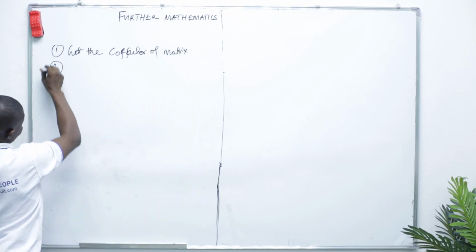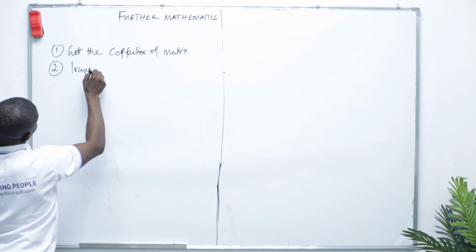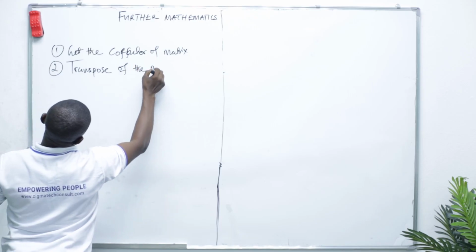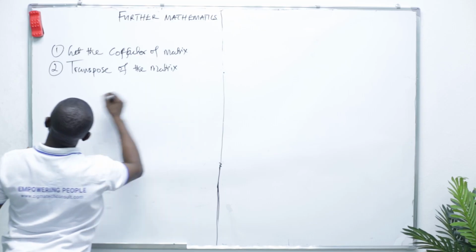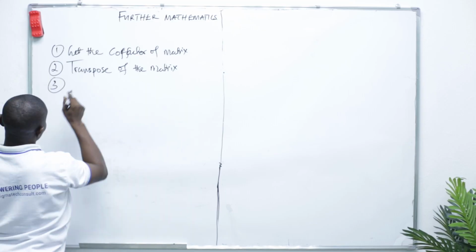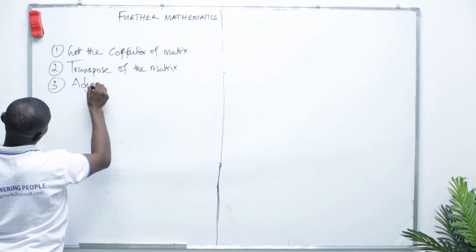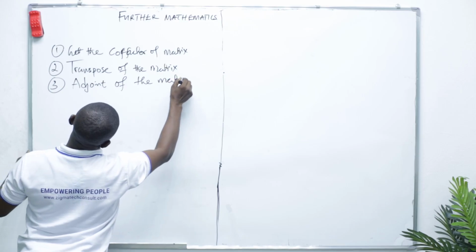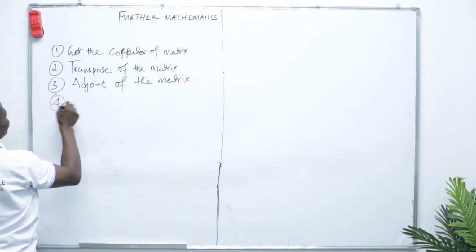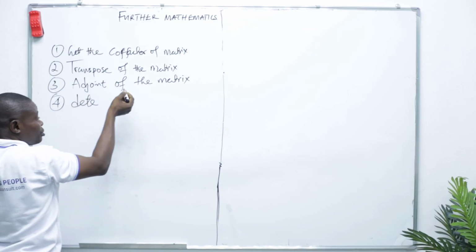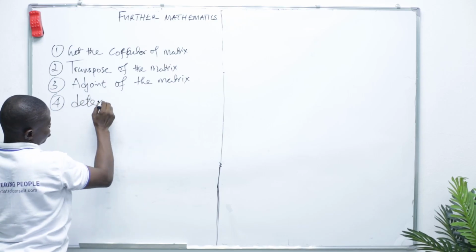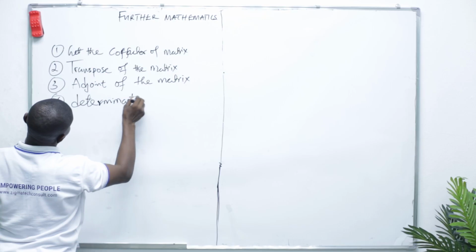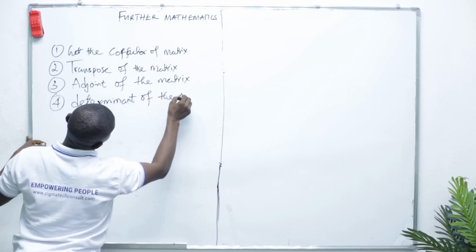2. The transpose of the matrix. 3. The adjoint of the matrix. 4. Determinant. Listen, determinant may be step 1. It depends on the individual. You can do it as number 2, determinant of the matrix.